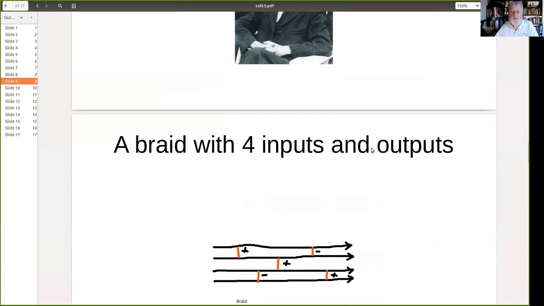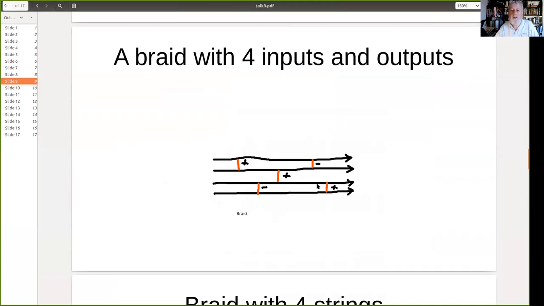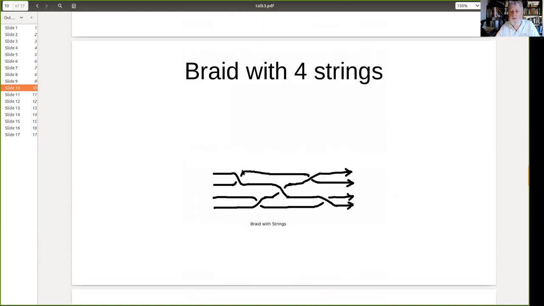So let's have a look at a typical braid. So I've written it here as a number of, in this case, four parallel oriented lines, all oriented in the same direction, and with a number of bridges, red bridges, which are annotated with a plus or a minus sign, like so. So that's a typical braid. And let's have a look what it looks like if we convert the bridges back into crossings.